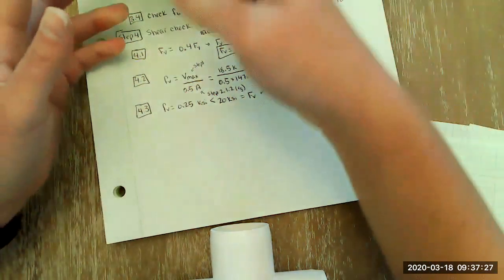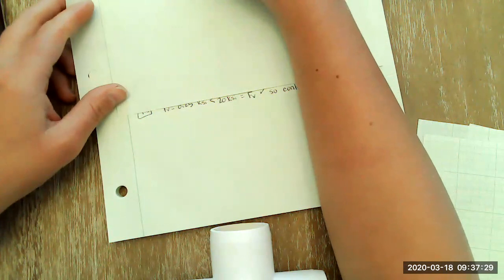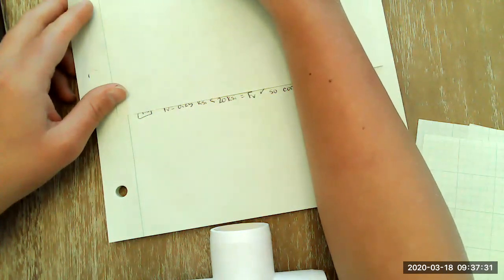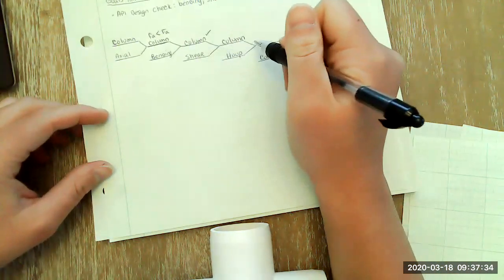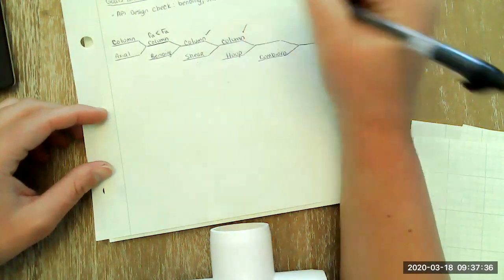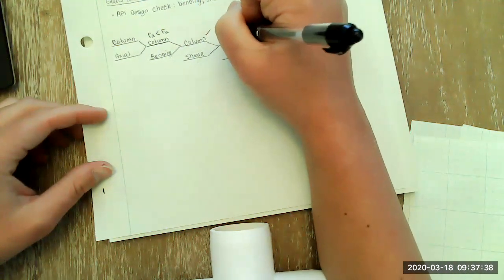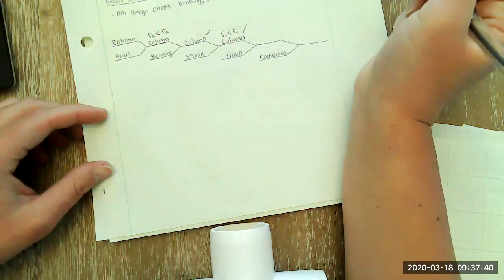Again, just for completeness, I'll go ahead and move this right along in my bracket off the page, but I just wrote down that our column passed the shear check with lowercase f sub v less than capital F sub v.